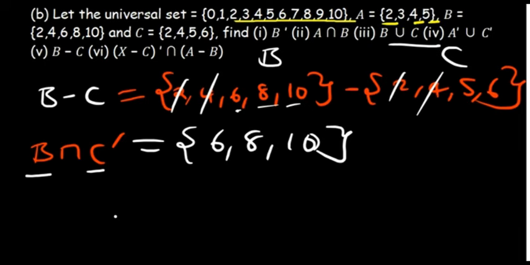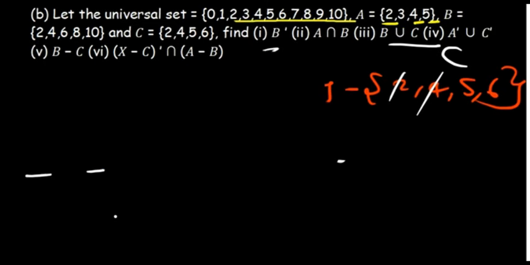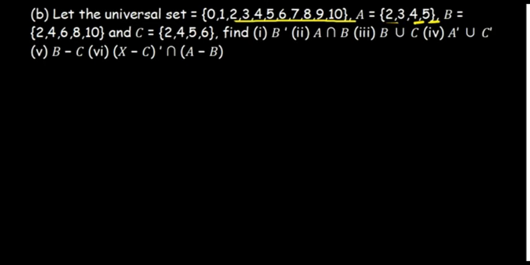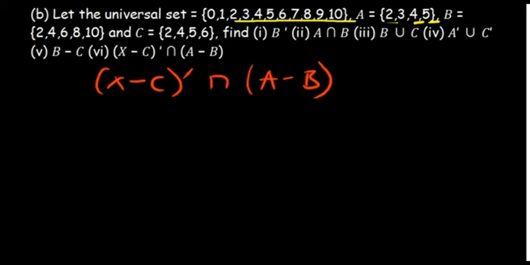Then looking at the last one, what is the last one asking us to do? For the last one, it looks complicated, but it's not. So you have x minus c complement intersection a minus b. For your own information, in this case, x is denoting the universal set. So we are assuming our universal set is x. So how do you get to simplify that?